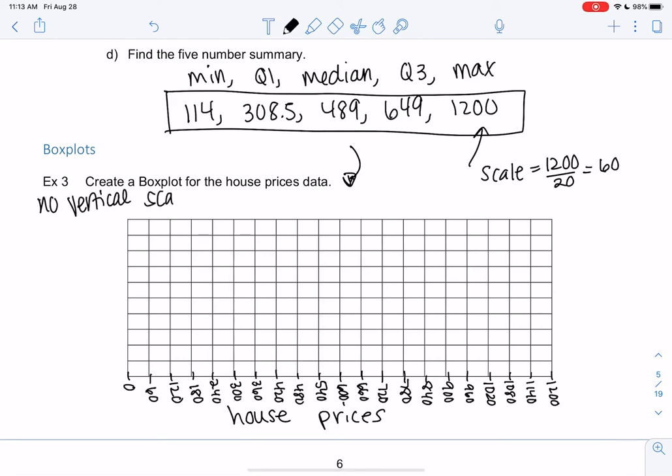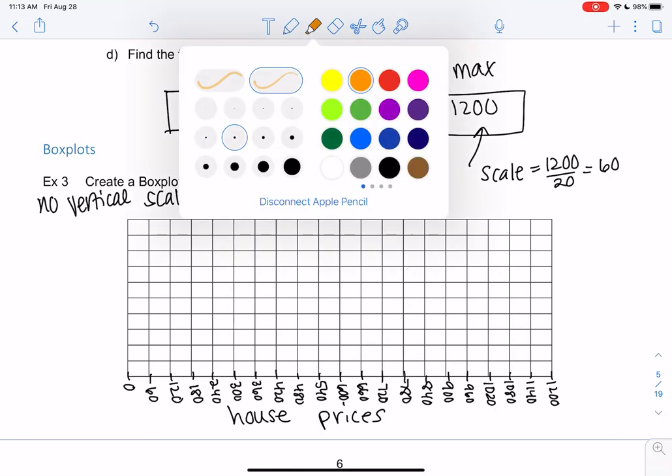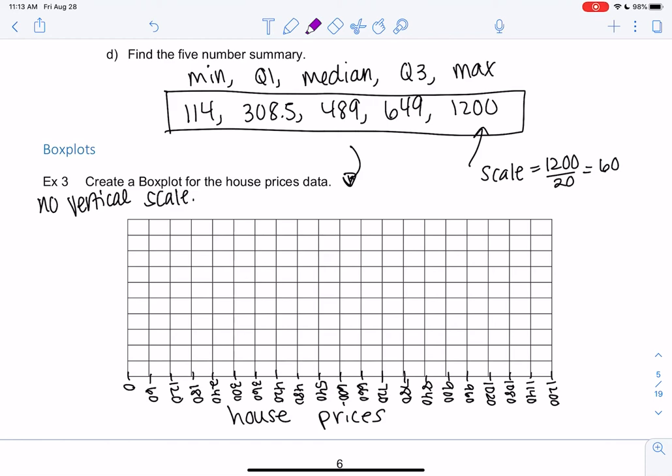And what we're going to do is we're just going to mark the 5-number summary. So I'm just going to mark each of those numbers and then show you a box plot. So 114 is around here. Just kind of mark it. You'll see a box plot in a second. 308 would be around there. 489 would be a little bit more than 480. 649, a little under 660. And then 1200 is way out here. So I just marked the five number summary.